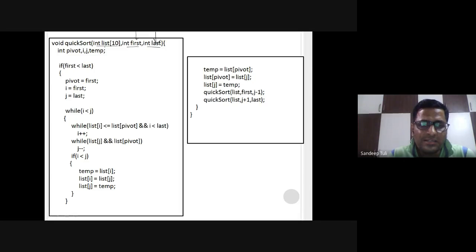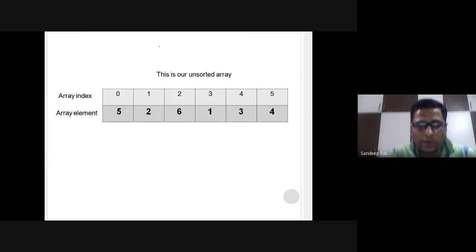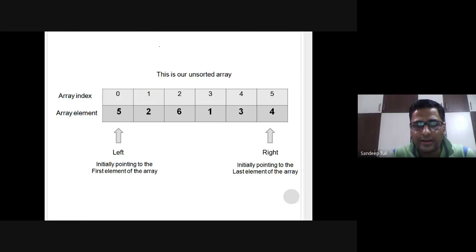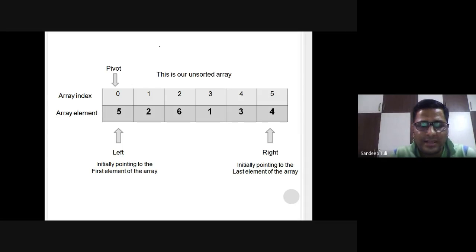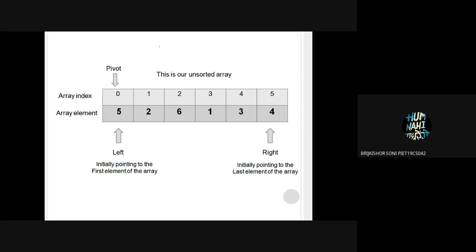So list is an array. First is the first element of the array and the last is the last element of the array. Yes or no? Look at this, what I told you here, left and right. That is what this left and right are. Is it okay now? Okay, so now the pivot element comes. We will assign the pivot element. Pivot element will be the left element.